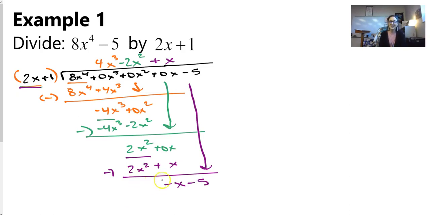All right, can I go again? I can, because my degrees are the same, okay? Once the degree of what's left in the dividend is less than the degree of the divisor, that's when I've got my remainder, okay? So if I go negative 1x divided by 2x, the x's are gone, right? And I have just negative 1/2 or negative 0.5, however you want to think about it. Let me change my color.